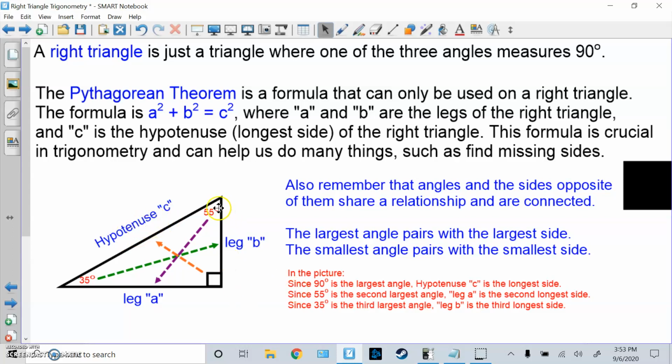Since it's 55 degrees, this is the second largest angle. It pairs with this side right here, going across that purple line, leg A. So leg A is the second longest side, and since 35 degrees is the third largest, leg B, the side that goes with it, is the third longest, or I can say the smallest side. Smallest angle, smallest side.